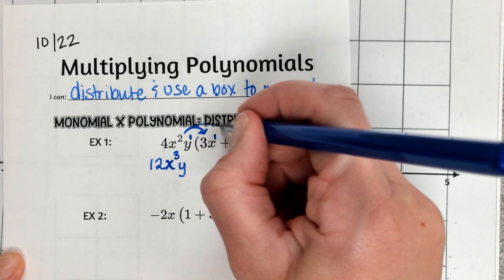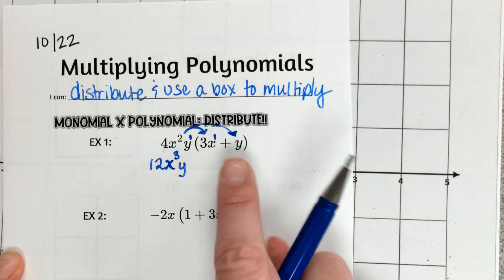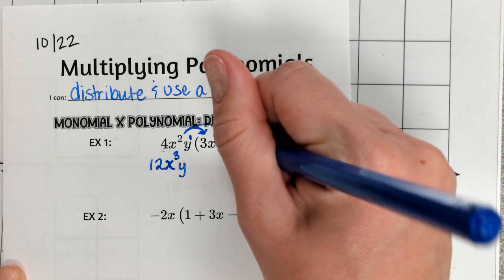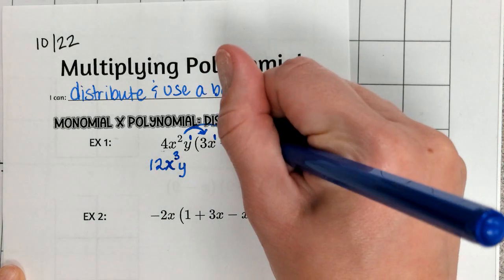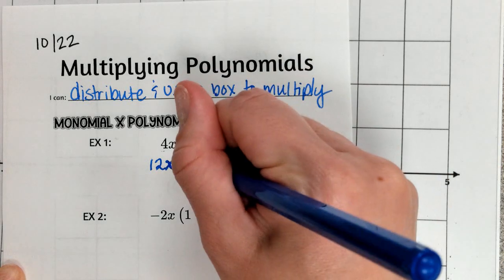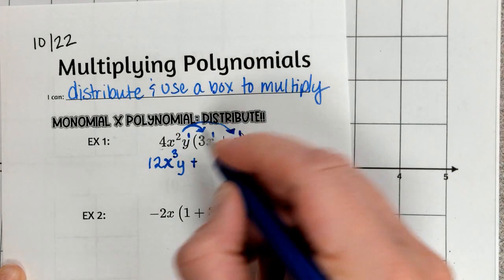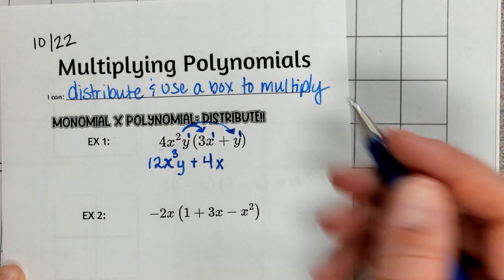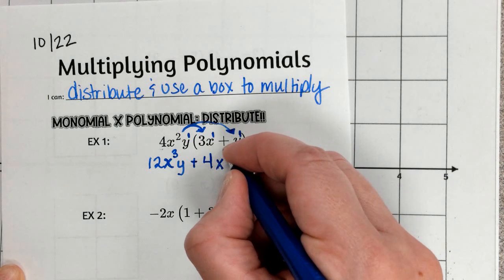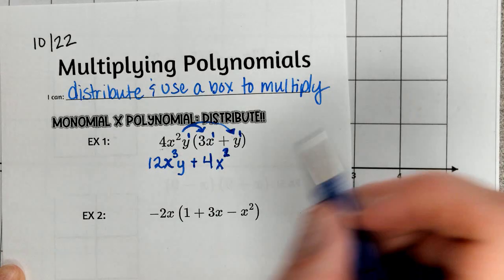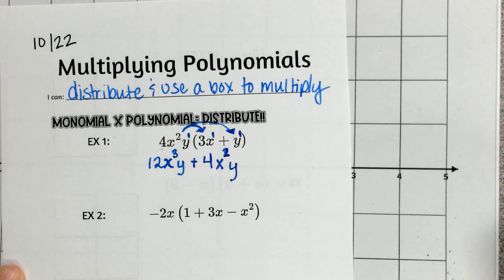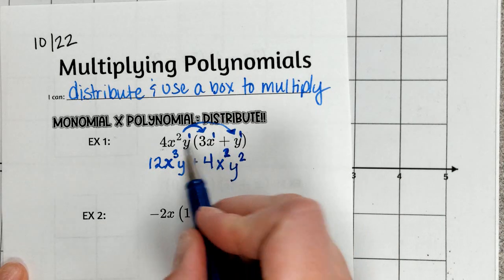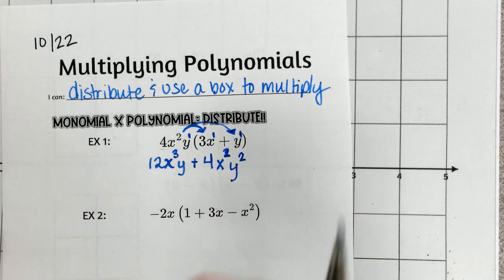Okay, now I'm going to take that term times the second term in my binomial. Think of there's a 1 in front of that y. There's a 1 on the exponent of that y. So that'll just be plus 4x to the power of 2, and y to the power of what? 2, because this has a y and that has a y.